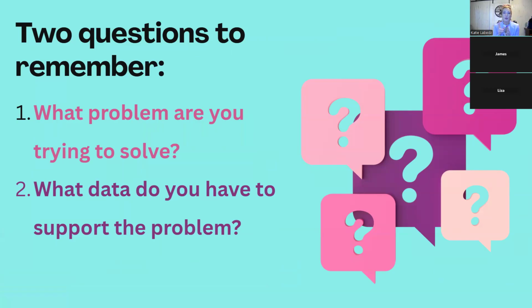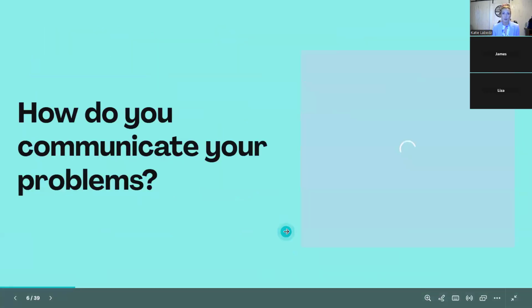There are 2 questions that I want you to remember from today's discussion. The first question is, what problem are you trying to solve? And the second question is, what data do you have to support the problem? Those are 2 important questions to keep in mind as we're creating a measurable problem statement. So again, what problem are you trying to solve? And what data do you have to support the problem?